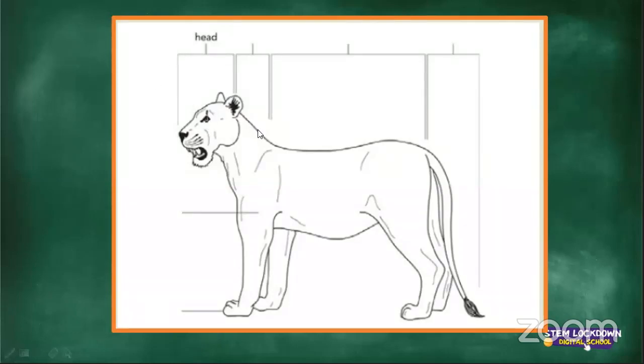Then the next part is her neck. You see from here the head to where the body starts will be her neck. Okay. This big part here, from the neck to the back where the tail is, would be labeled as her body. Very good, you guys. And then this one, this part, very easy, is the tail. Okay.